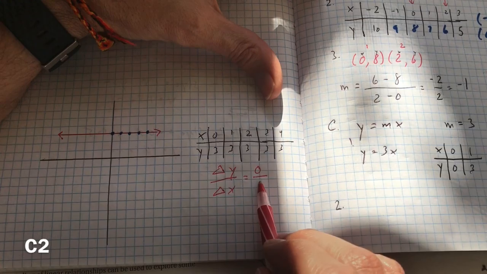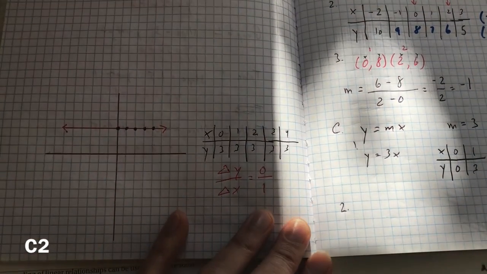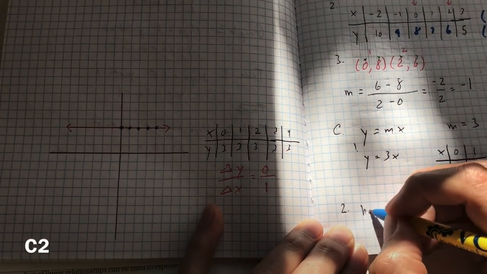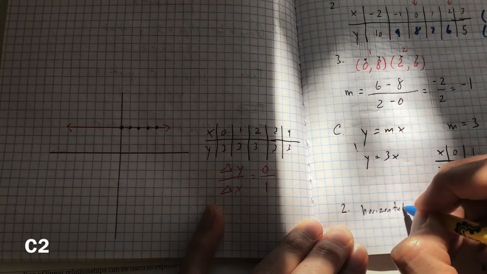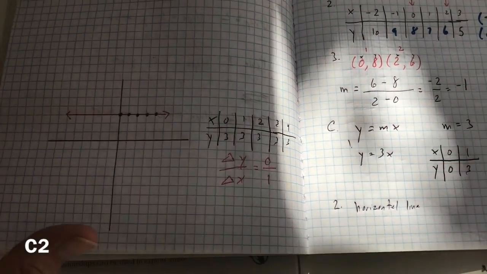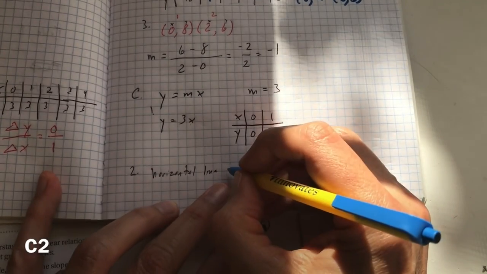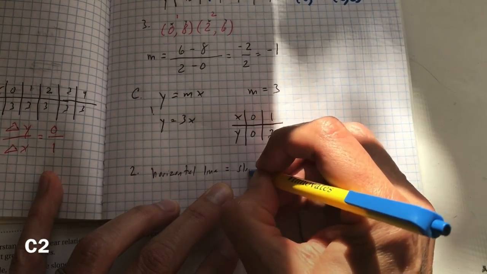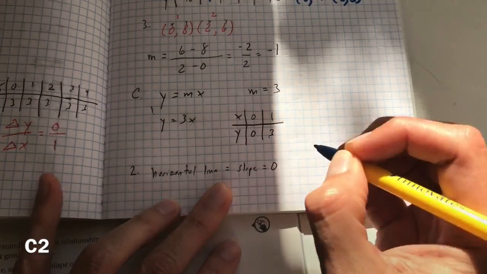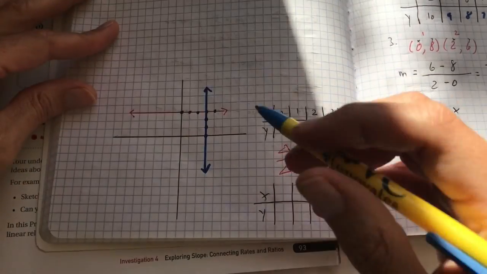So 0 divided by 1 is going to be 0. So in this case, a horizontal line, the slope equals 0. All right, so now we have a vertical line here.